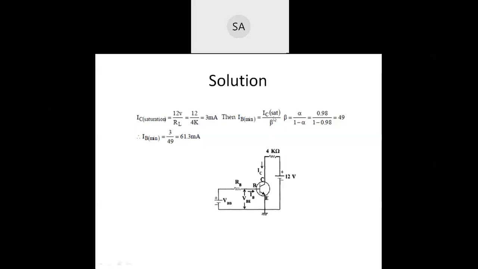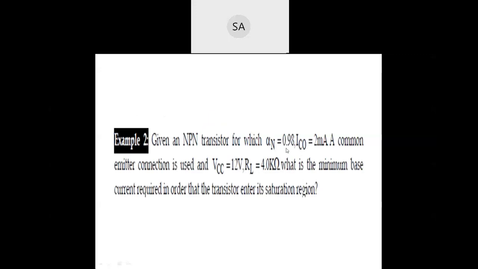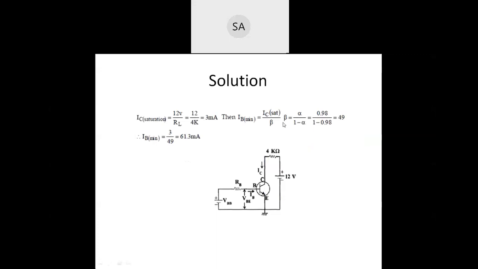Here the beta is also not given. Only alpha is given in the question, for the NPN transistor. From the alpha, beta, gamma relations, beta is equal to alpha by 1 minus alpha. Substituting that value, we get the beta. In the equation, IC saturation by beta, IC saturation we got is 3 milliamperes and beta is equal to 49. So the minimum base current is 61.31 milliamperes. This is the solution for this question.